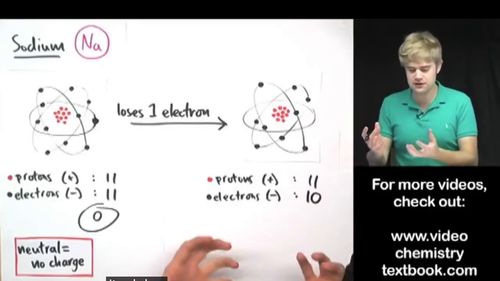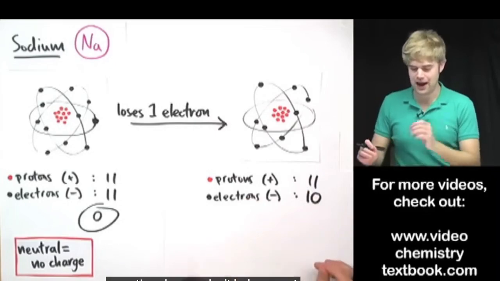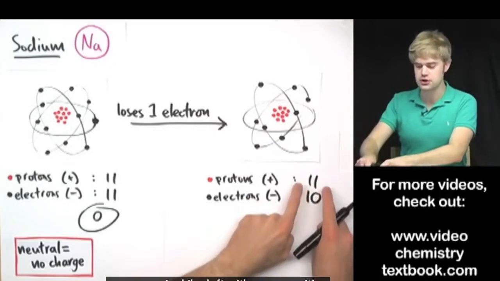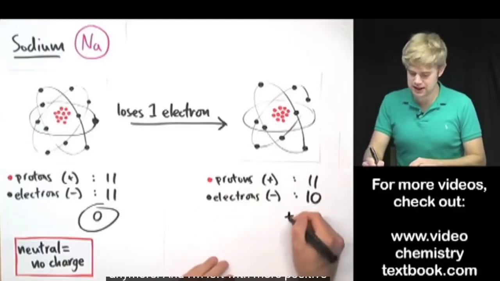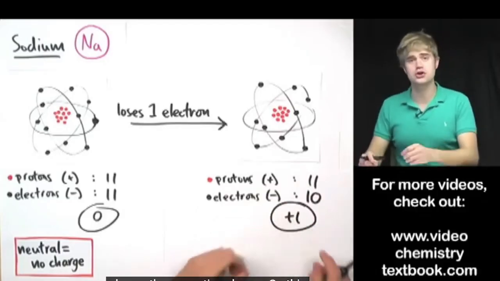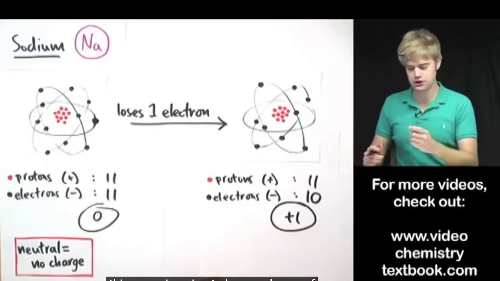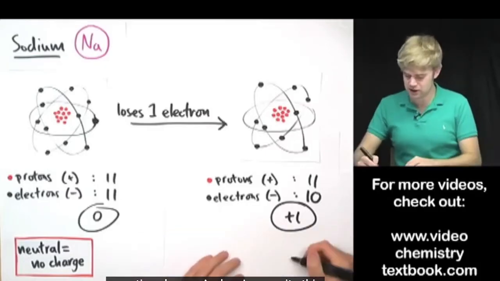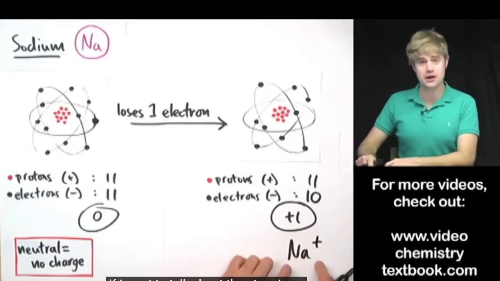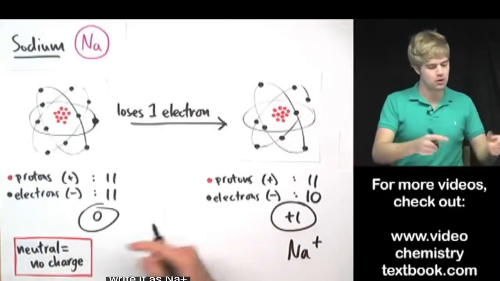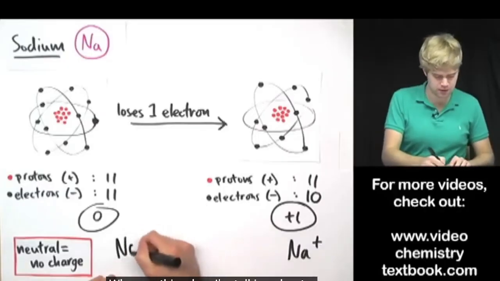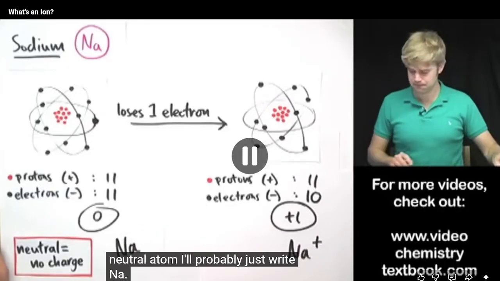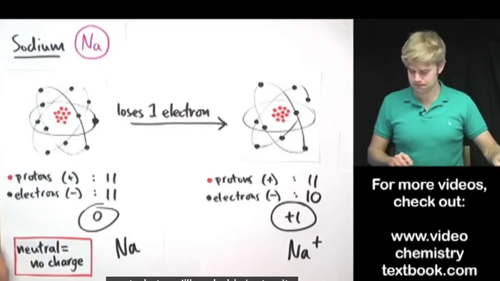So now the positive and negative charges don't balance out anymore, and I'm left with more positive charge than negative charge. So this thing now is going to have a charge of +1, one more positive charge than negative charge. If I want to talk about the atom, I can write it as Na+ to show that it has a positive charge, whereas when I'm talking about a neutral atom, I'll probably just write Na. Now you'll notice that positive charge, what side of the symbol does it go on?